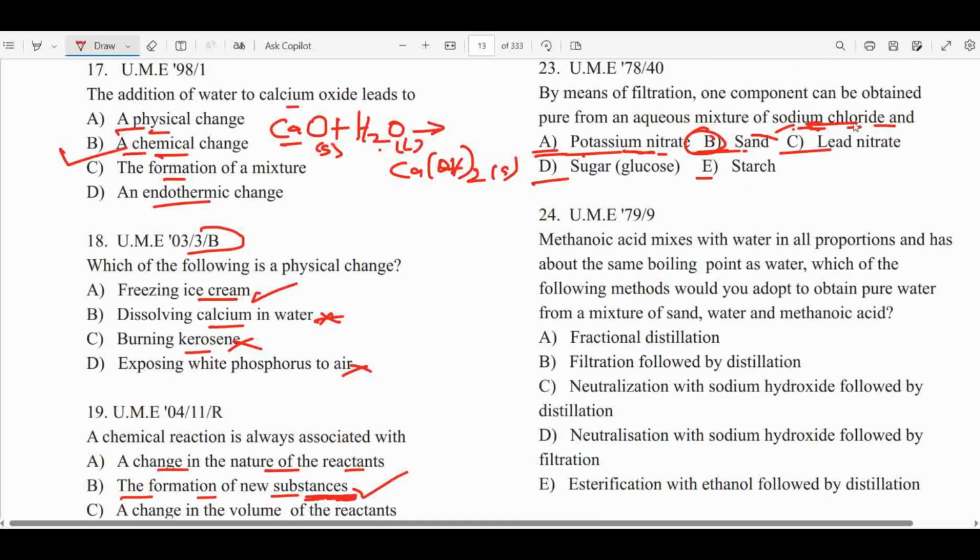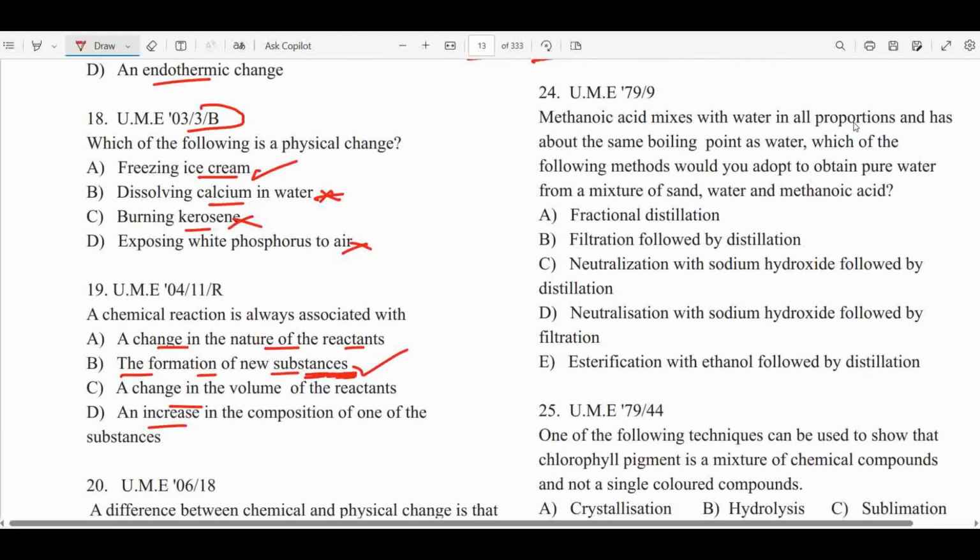Question 24. It says methanoic acid mixes with water in all proportions and has about the same boiling point as water. Which of the following methods would you adopt to obtain pure water from a mixture of sand, water, and methanoic acid? Option A, fractional distillation; B, filtration followed by distillation; C, neutralization with sodium hydroxide followed by distillation; D, neutralization with sodium hydroxide followed by filtration; and E, esterification with ethanol followed by distillation. So what is going on here?